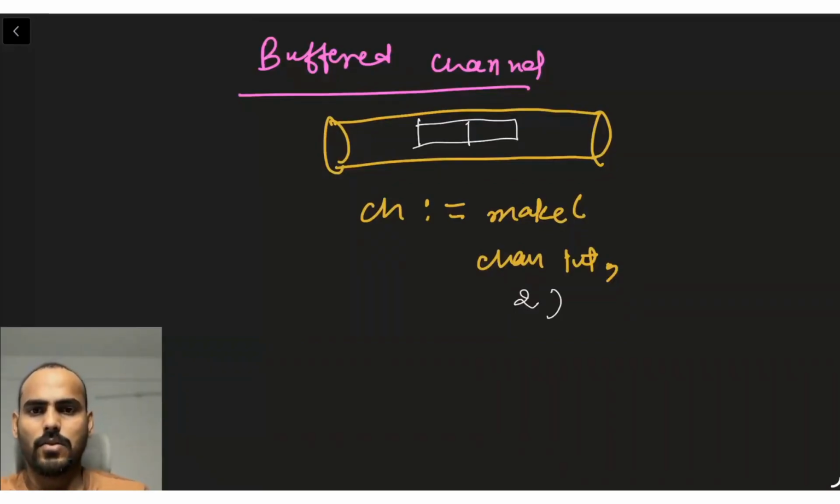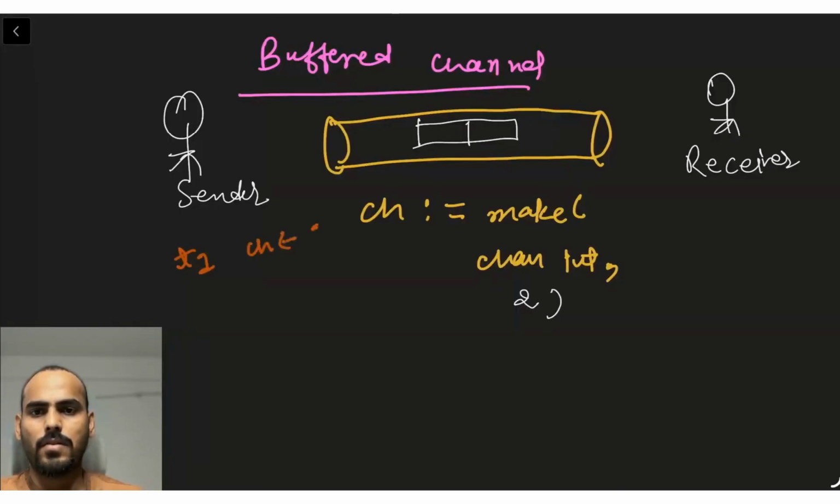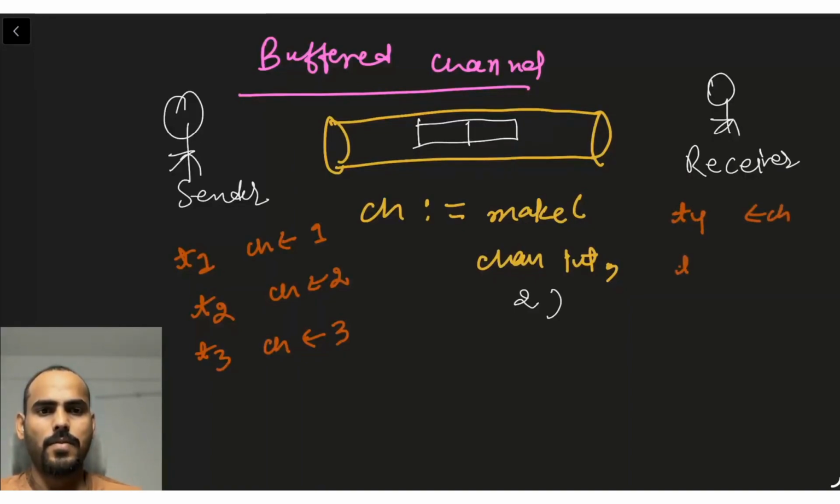Now let us create a scenario. So there is still the sender here and the receiver. Let us say at time instant t1 the sender wants to send 1, then at time instant t2 the sender wants to send 2, then at time instant t3 the sender wants to send 3 over the channel, and at time instant t4 this receiver wants to receive over the channel, and similarly for time t5 it wants to receive over the channel, and at time t6 as well it wants to receive over the channel. Now let us trace it out what happens in this scenario.